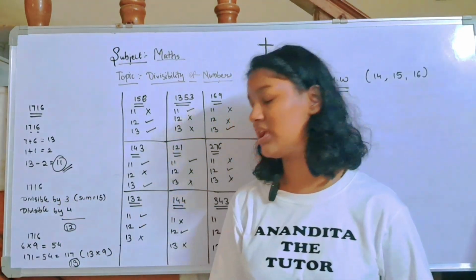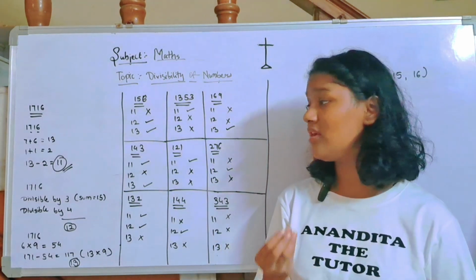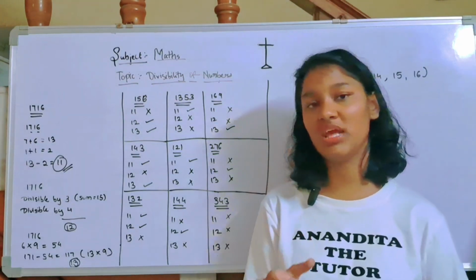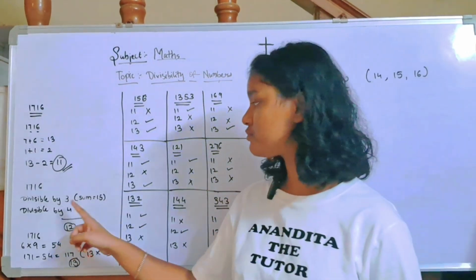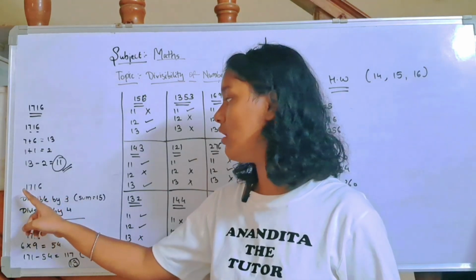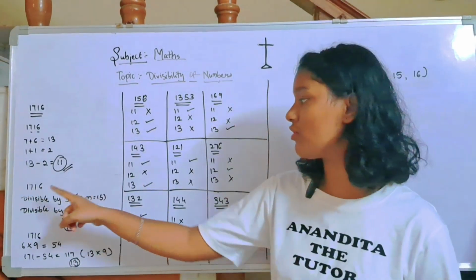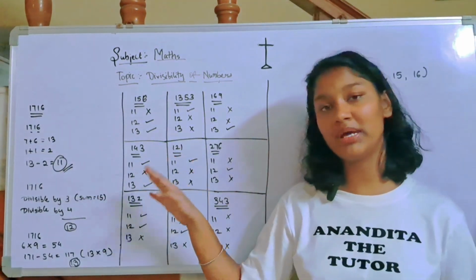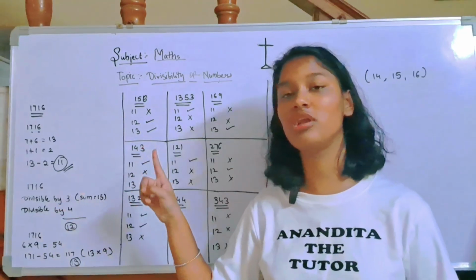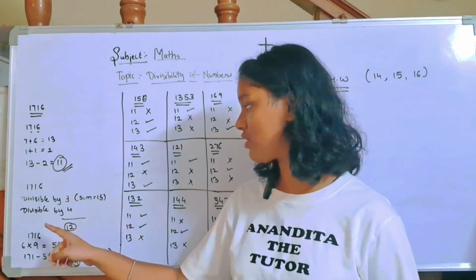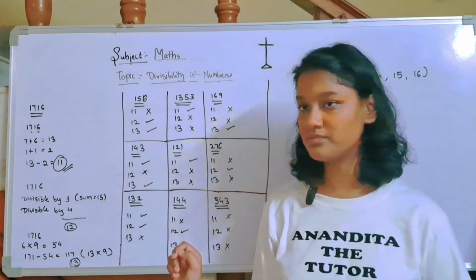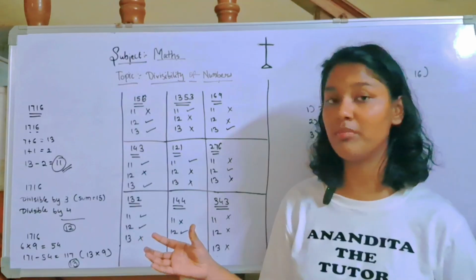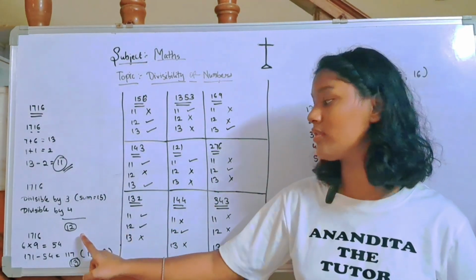Now for 1716, as I said just now, if we want to check whether a number is divisible by 12, it should be divisible by both 3 and 4. So I took the addition of the digits: 1 plus 7 plus 1 plus 6. The addition is 15. Now 15 is divisible by 3, therefore 1716 is also divisible by 3. And this is divisible by 4 as well. Since this number is divisible by both 3 and 4, it is divisible by 12.